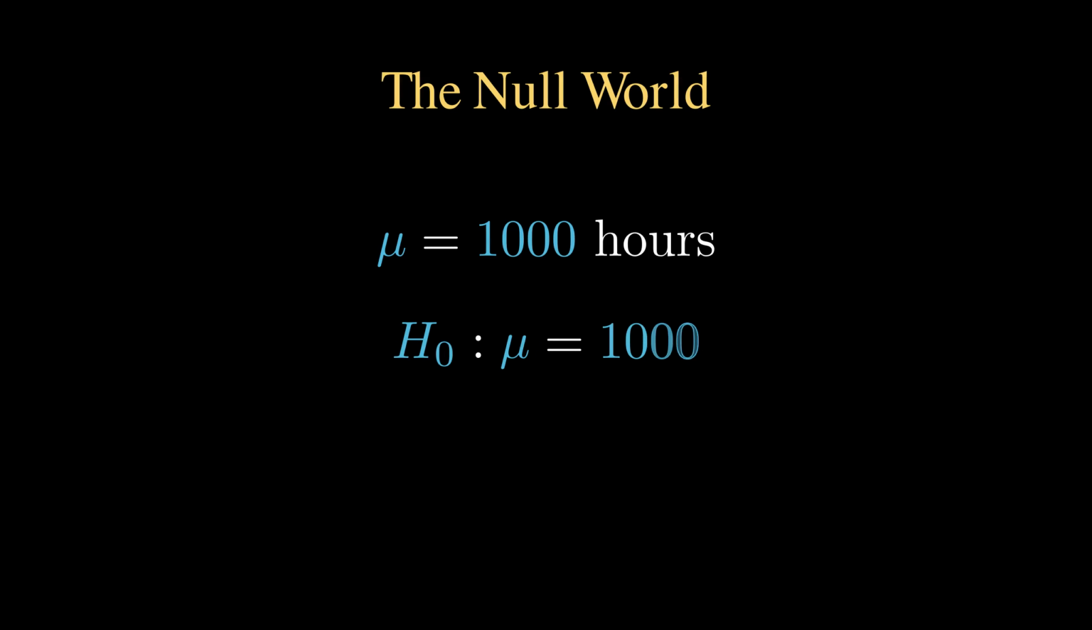Let's make this concrete. Say a factory claims their light bulbs last 1,000 hours on average. That's the null hypothesis. μ equals 1,000. The alternative says the mean is something different. μ is not equal to 1,000.